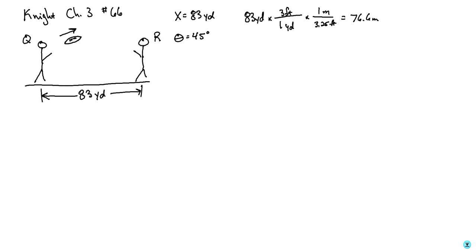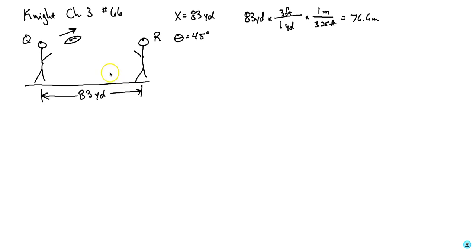All right, chapter number 3, problem number 66 reads: the longest recorded pass in an NFL game traveled 83 yards in the air from the quarterback to the receiver. Assuming that the pass was thrown at the optimal 45-degree angle, what was the speed at which the ball left the quarterback's hand?